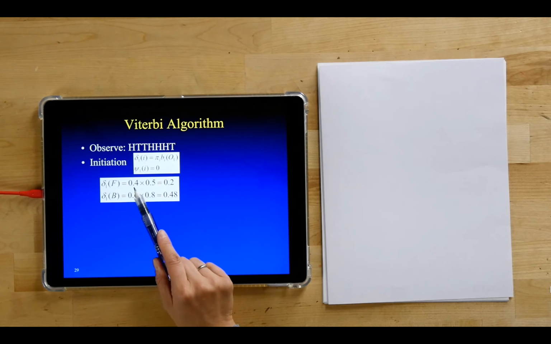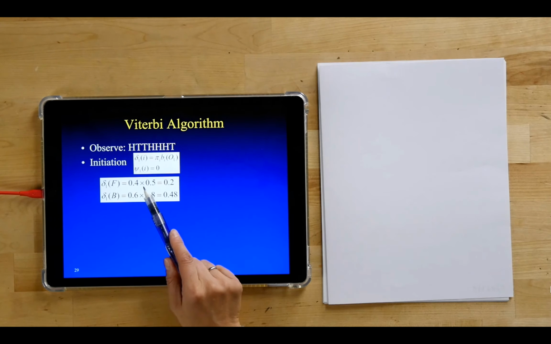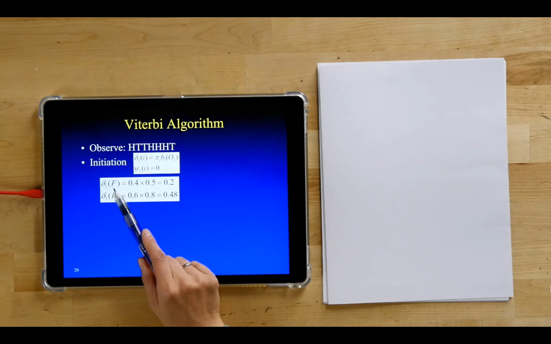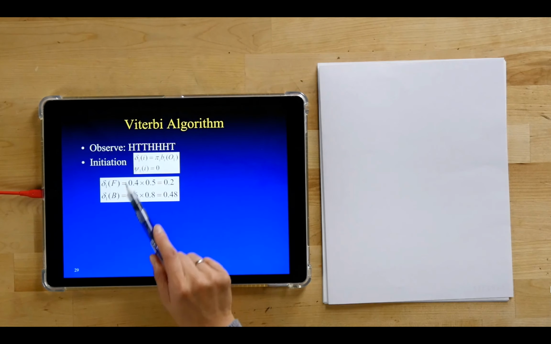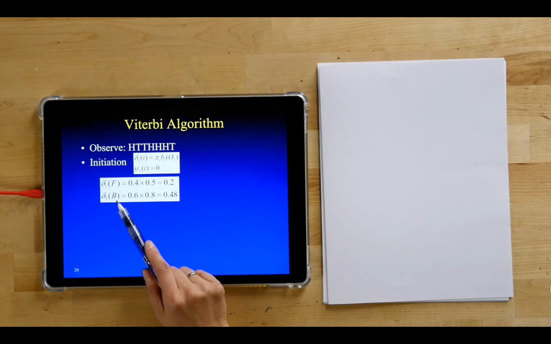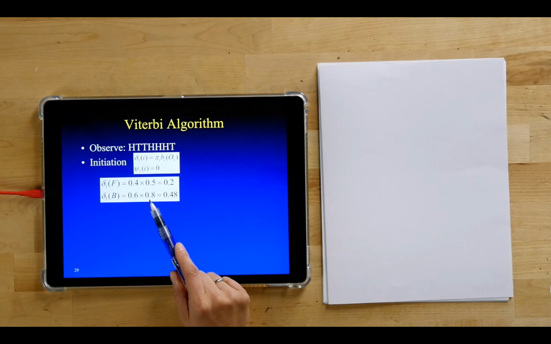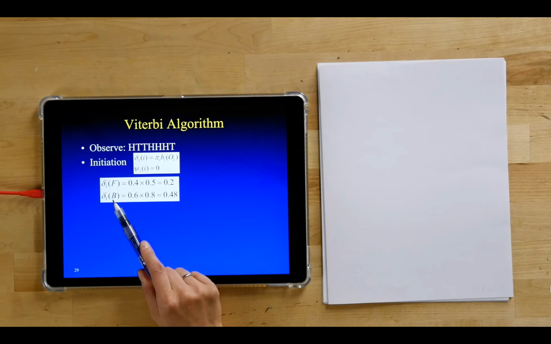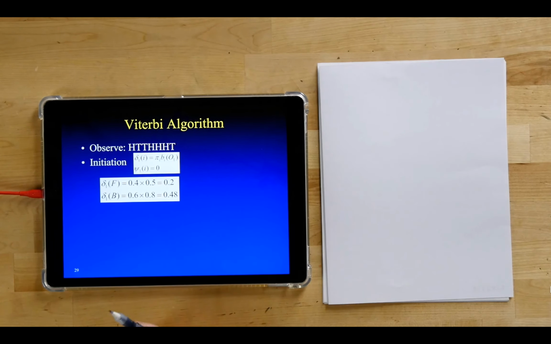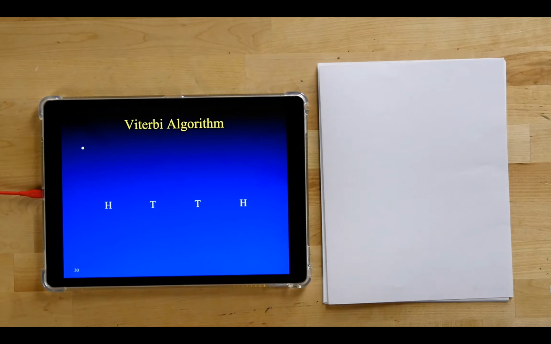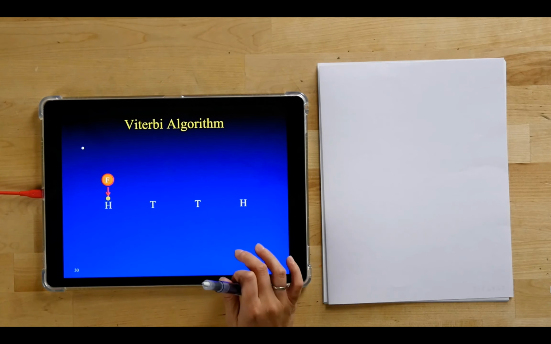So first we have to use a fair coin. This is the initial probability of 0.4 times the emission probability of using the fair coin to give a head. The delta 1 from the bias coin is if we have to use a biased coin here, multiplied by the emission probability of using the biased coin to give the head, and that's 0.48, right? So that's the initialization. So now we move forward on the Viterbi algorithm.